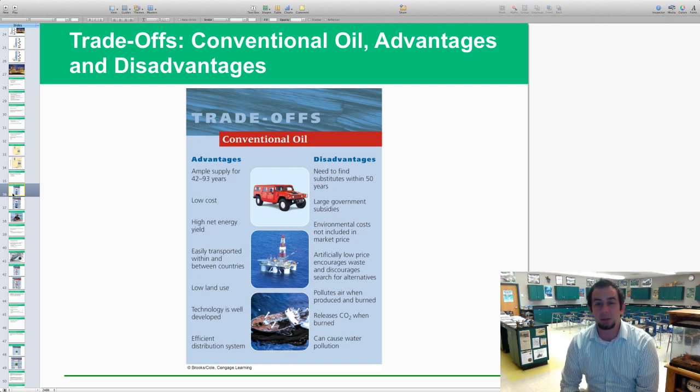Disadvantages: you need to find a substitute within 50 years. We're going to run out of it. Large governmental subsidies are being put forth towards drilling of oil and trying to find oil. Environmental cost, again, is not included in the market price. Your price would be going through the roof if they really put that environmental cost on there. Artificially low price encourages waste and discourages search for alternatives.